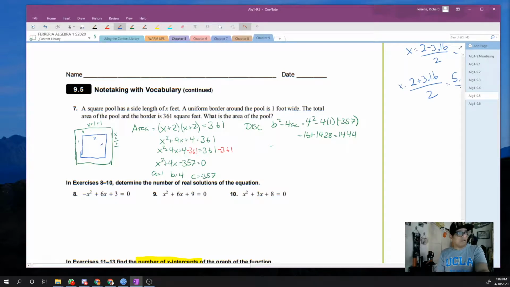All right, that's a positive discriminant, so I know I'm going to have two solutions. Well, maybe not one positive, one negative, but if I did get a negative solution, I know that that can't be the correct answer. Since we're talking about the length of a pool, I've never seen a pool with a negative length. So here's our quadratic formula.